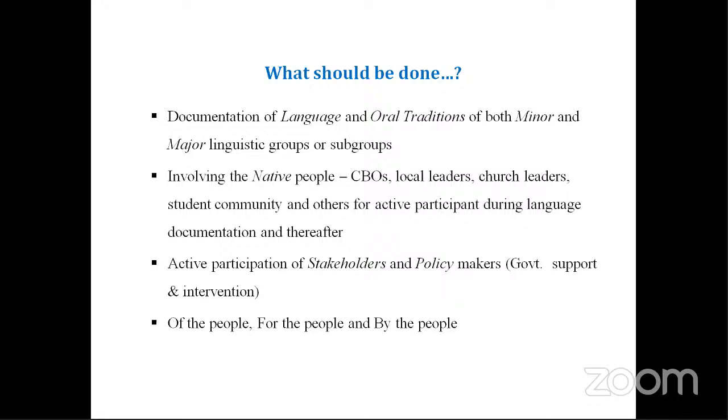So we have to involve them so that they know what we are doing, whether it's justified or authentic research work. Let the people decide, let the people support. That is what we really need as researchers. Now, the third one is that the community or the researchers alone cannot really see the light of the day unless there's active participation of stakeholders and policymakers. Especially government support and intervention is very much required.